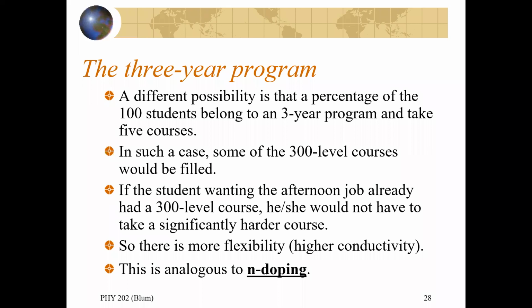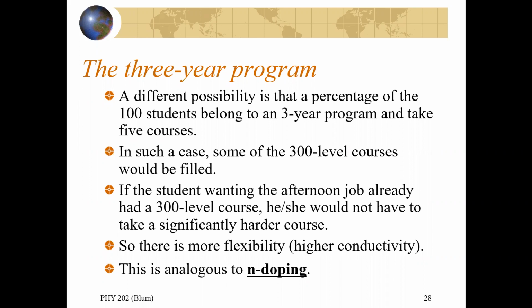Let's talk about the other way. Let's talk about n-doping. This is a different scenario. Erase the previous scenario, new scenario. I have a 3-year program. I have some students who want to finish early, so they want to be in the 3-year program. So they take extra courses. They don't take 4 courses, they take 5 courses. Not all my students, just a few of them, these few who want to finish early. So they're taking 5 courses.